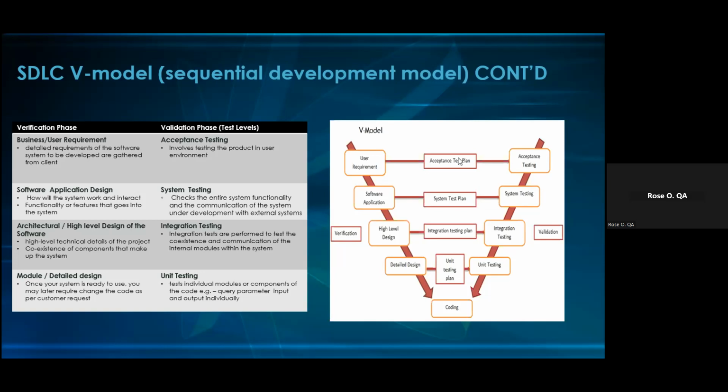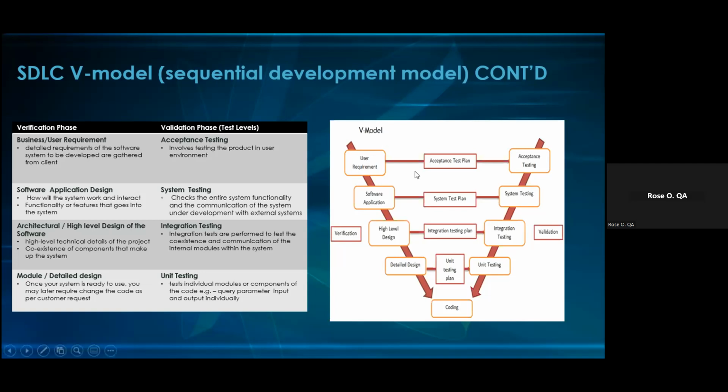So what it means is that at this phase, we start with everything that we have here as a verification phase, and all these things are the validation phase. So in the V model, to every verification phase, there is a validation phase. So if you want to verify something, you must validate it.